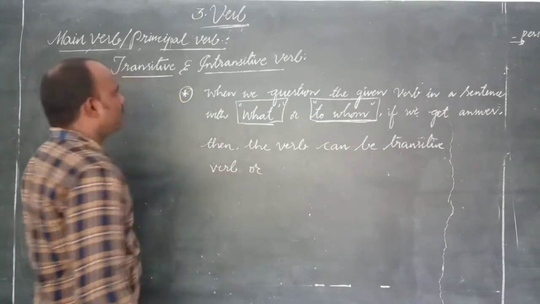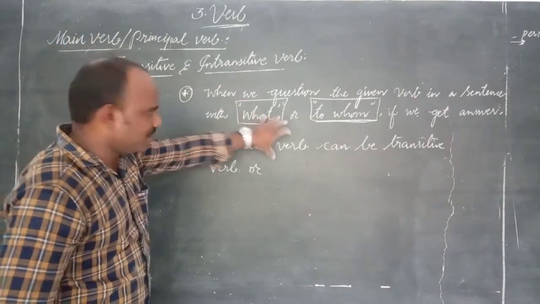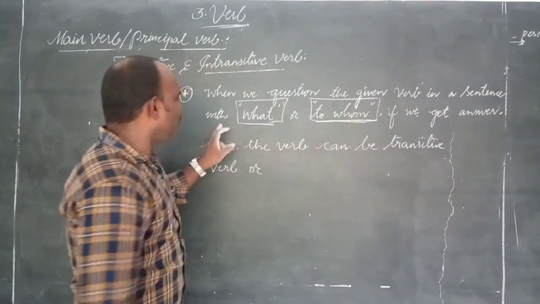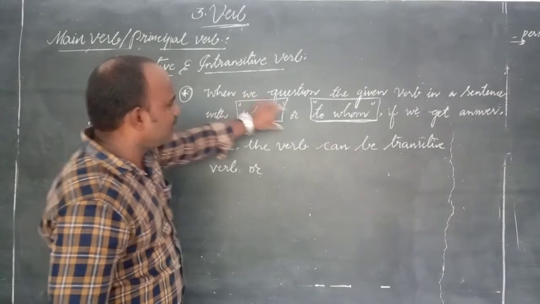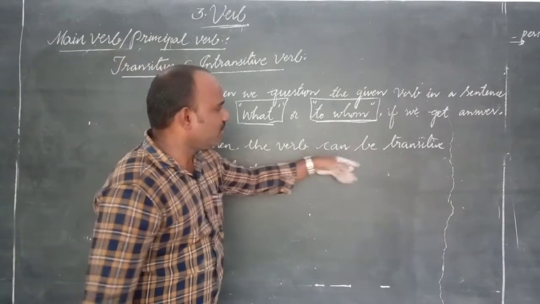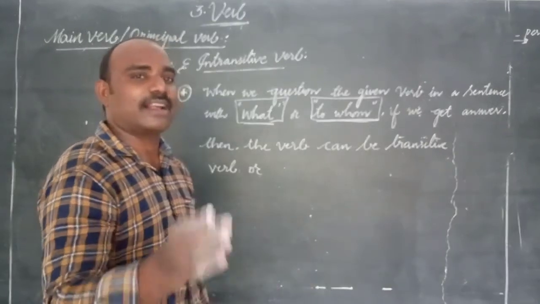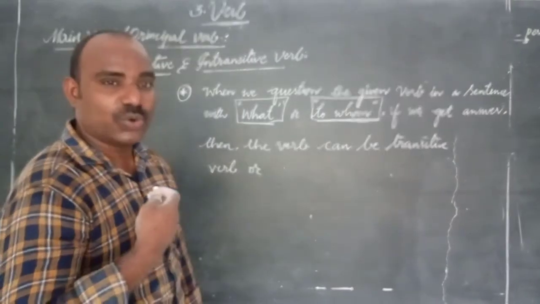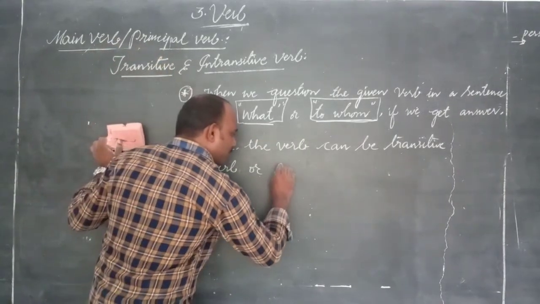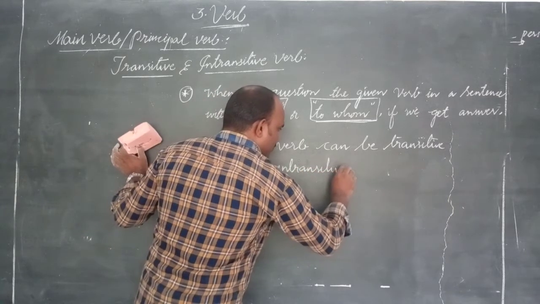See, the meaning of transitive and intransitive lies in the same one definition. When we question the given verb in the sentence either with what or with to whom, if we get an answer, then the verb is transitive. That means if we don't get an answer after questioning with these two words, then it can be intransitive.